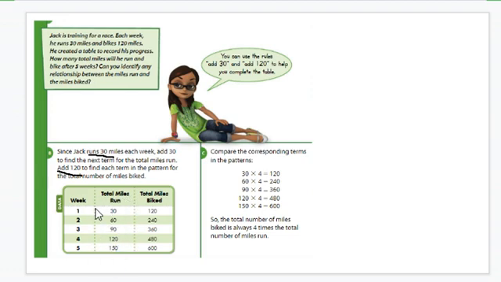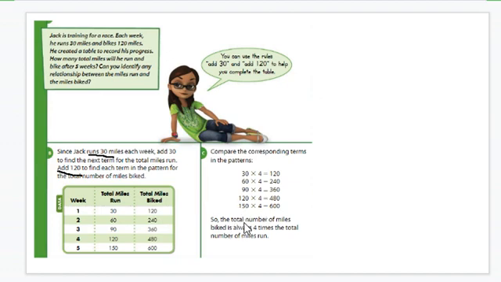The relationship between them is not going to be an adding relationship because week 1, it is 90 more, but week 2, it's more than 90 more. It's going to be a multiplication relationship.